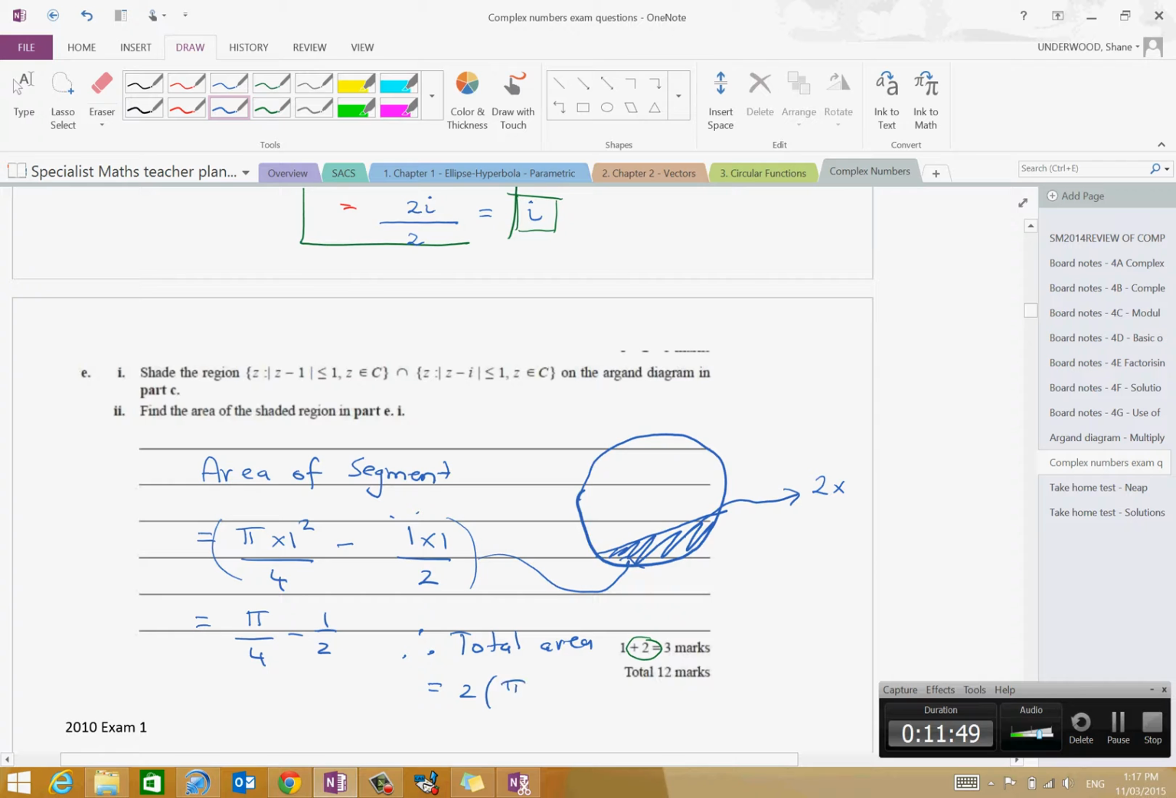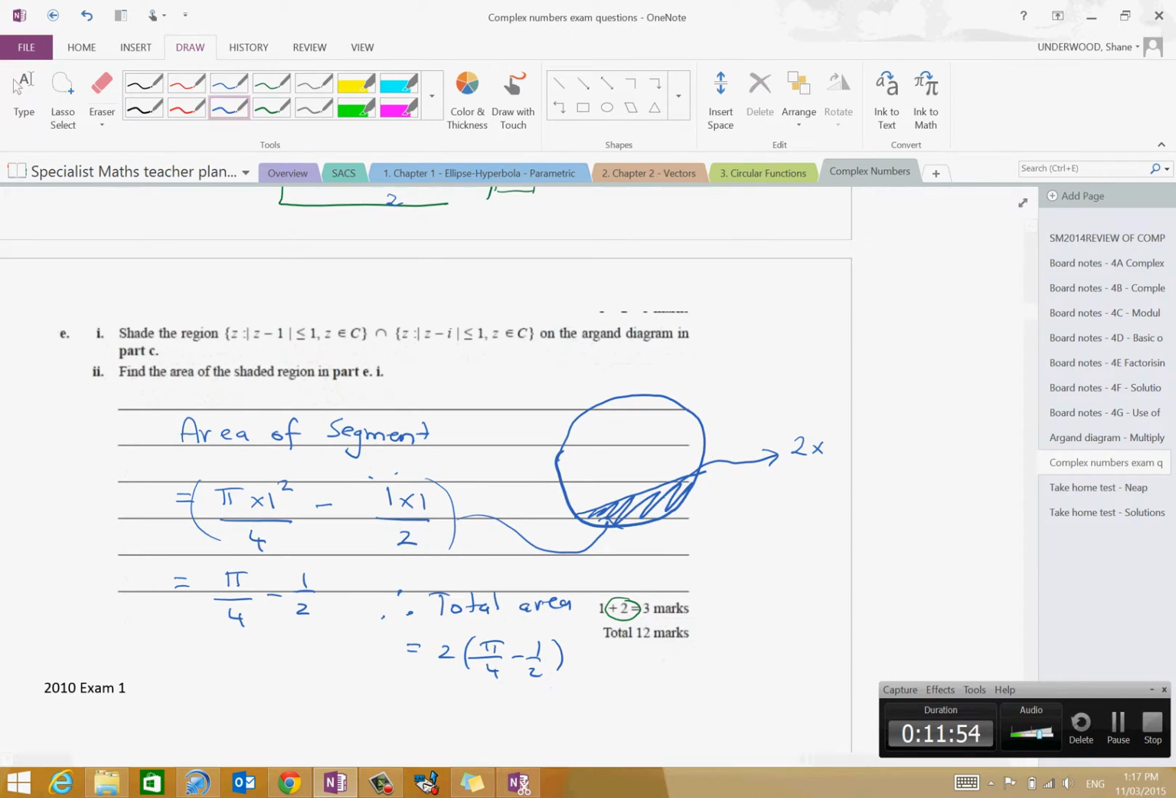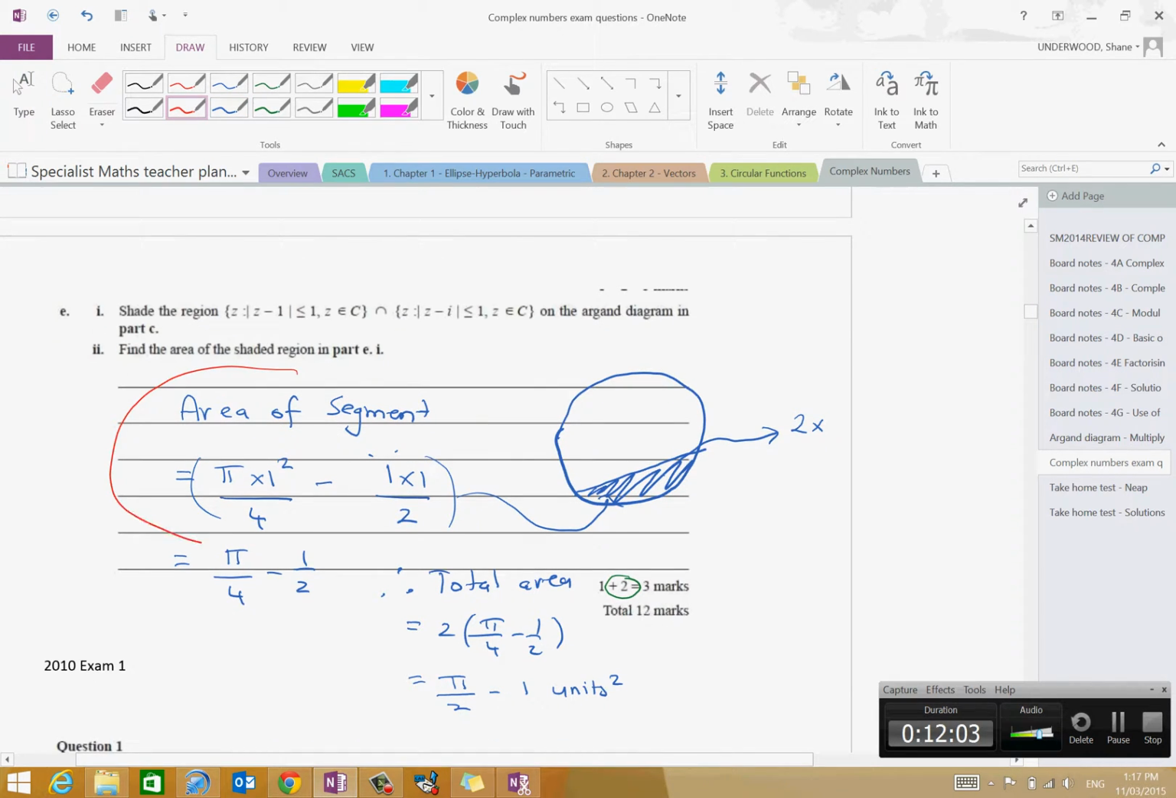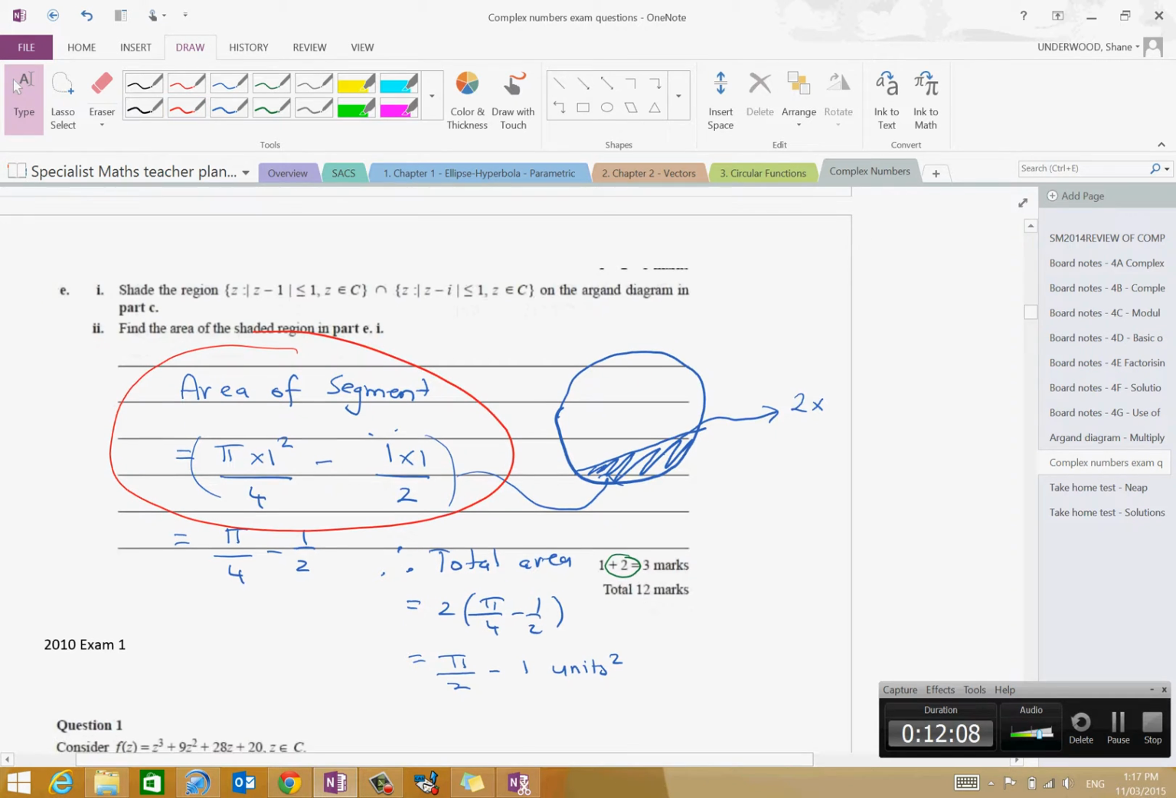2 times pi on 4 minus a half is equal to pi on 2 minus 1 units squared. So, showing the area, now you could have done it other methods, okay? You could have done it other methods, but evidence of your method is worth 1 mark, and that's worth the second. A number of students would get 1 mark for the answer, but not showing enough method marks. I will go through circular theorems after this video, all right?